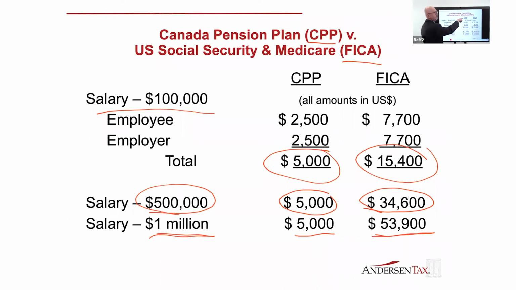Now, what's important to note here, as I say, this is U.S. Social Security and Medicare. Of that $53,000, about $29,000 is Medicare. And you may think you're getting a nicer hospital bed or things like that. You know, you're not.